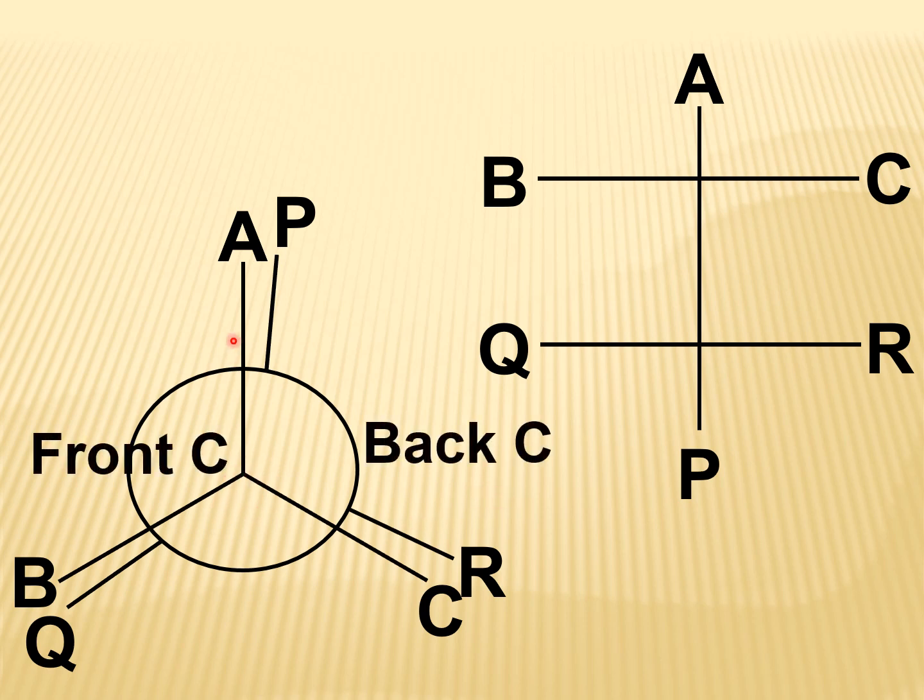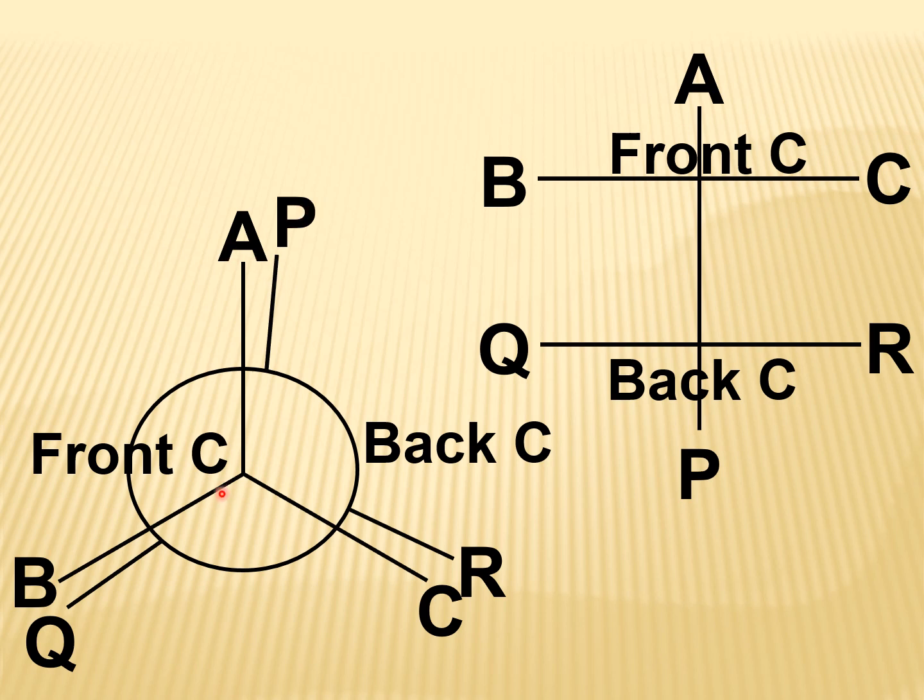So in the front carbon you have A projecting upwards, and so here also A in the front carbon is projecting upwards, and the back carbon P is projecting upwards. So in the Fisher, the P will be projecting downwards. The back carbon projects downwards and the front carbon projects upwards, these two groups.